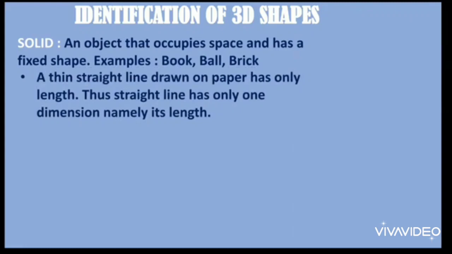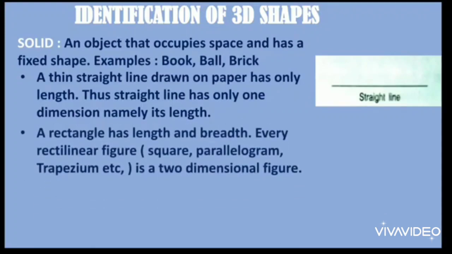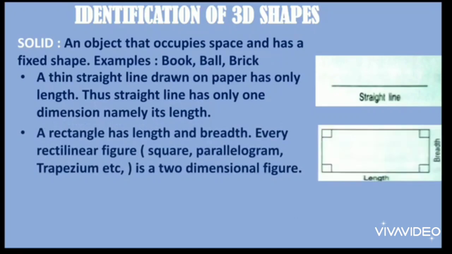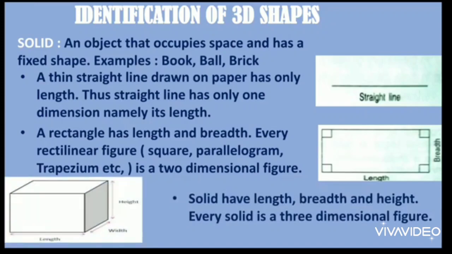A thin straight line drawn on paper has only length. Thus, a straight line has only one dimension, namely its length. A rectangle has length and breadth. Every rectilinear figure, square, parallelogram or trapezium is a two-dimensional figure because it has length and breadth. Solids have length, breadth and height. So every solid is a three-dimensional figure because it has length, breadth and height.